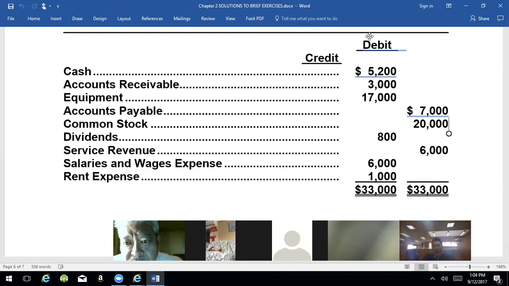All the debits on the left, all the credits on the right. And our trial balance here is in balance, so we have the same amount on both sides. The total debits are $33,000 and the total credits are $33,000.